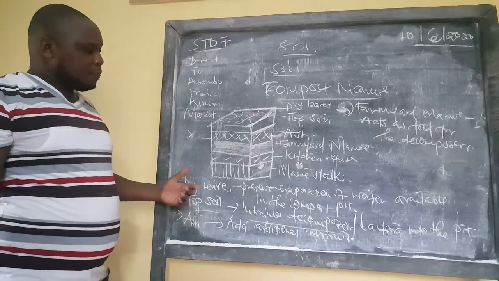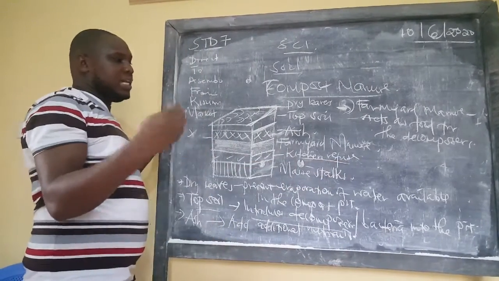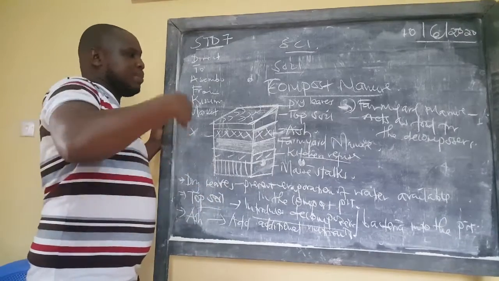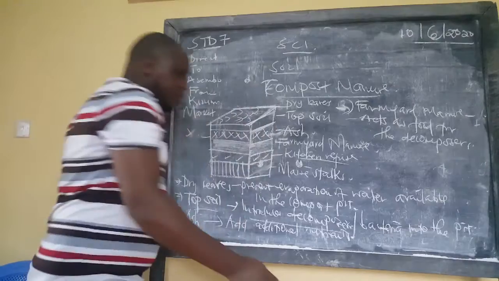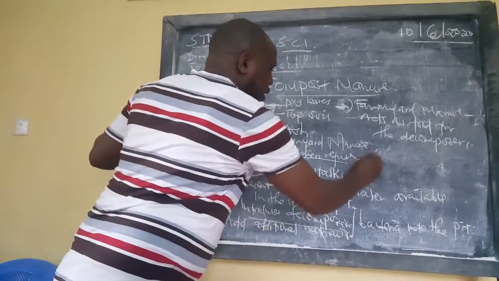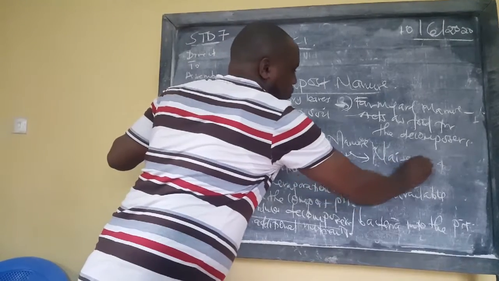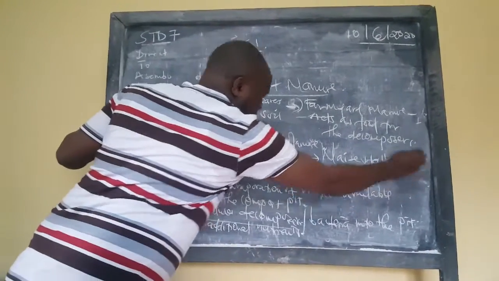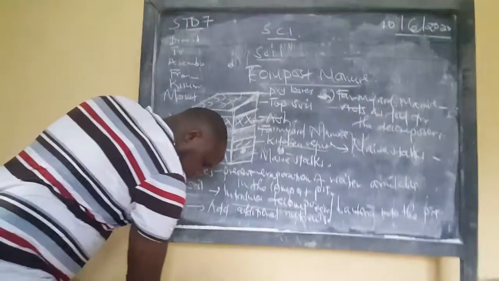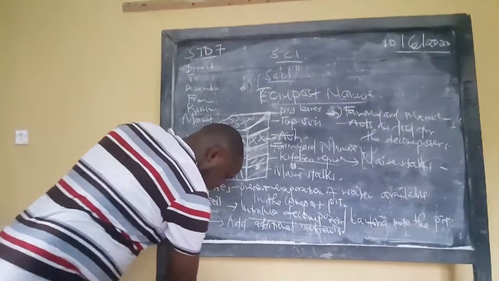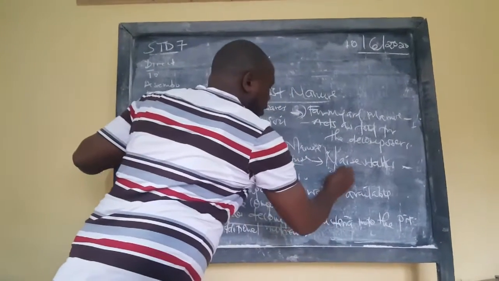Then the next layer is the last layer. I will not talk about the kitchen refuse because it doesn't serve any purpose there. It's just materials that we need to put there to make the heap complete. The last one, of course, is maize stalks. Learn what's the importance of the maize stalks. We said the maize stalks prevent downward movement of available moisture.